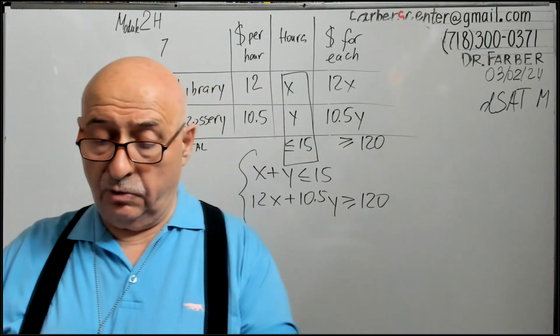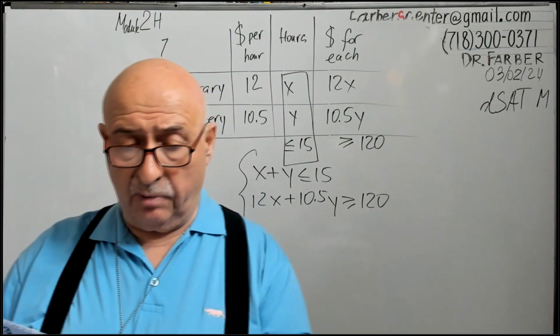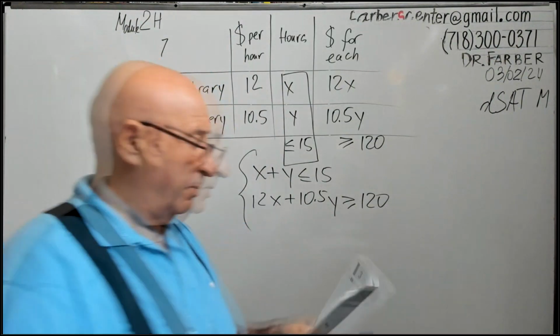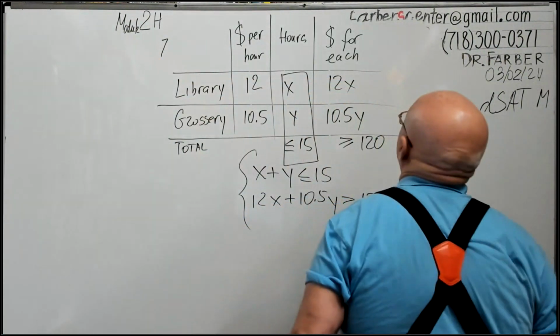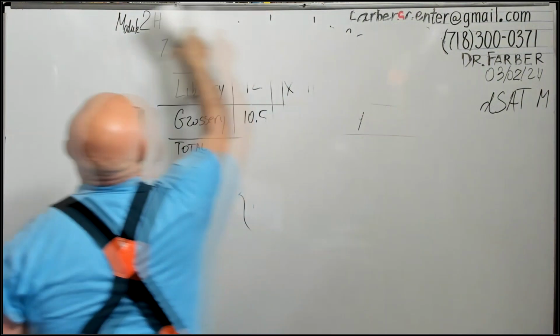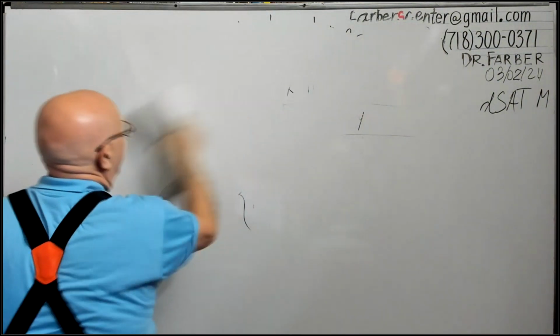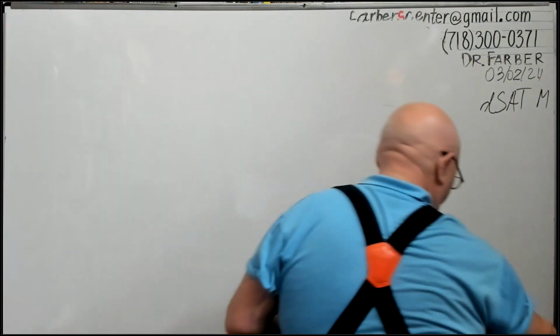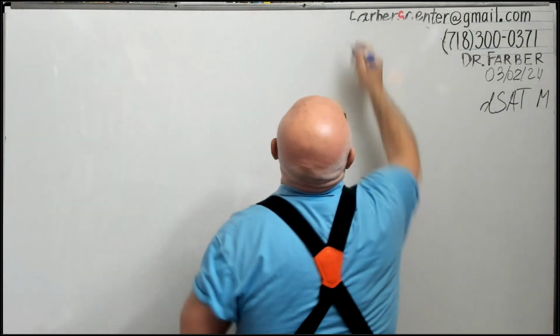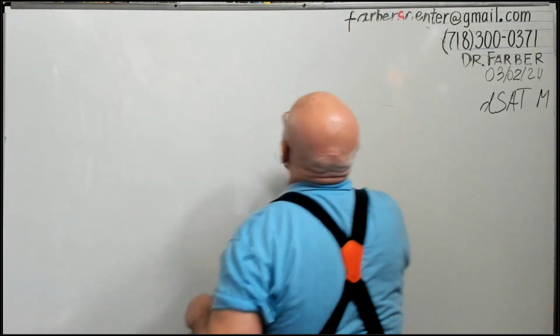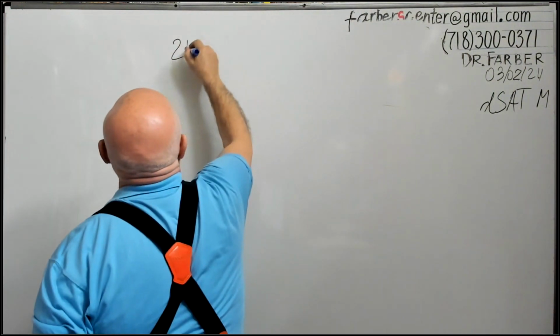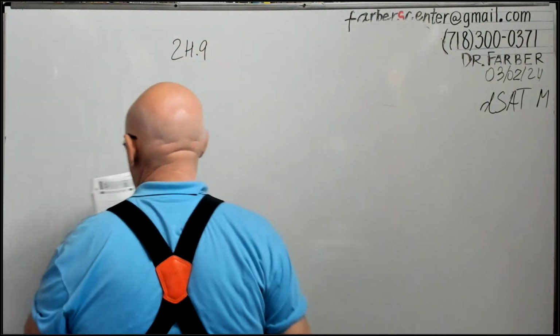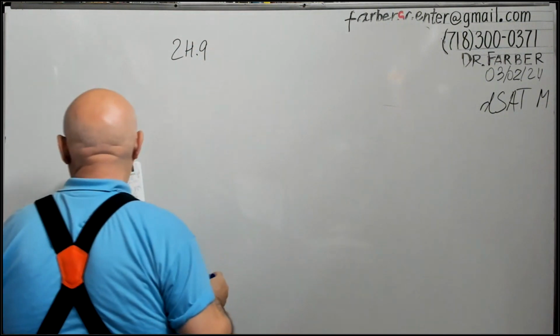So many students ask about number 9. What is number 9? Number 9 is an equation. 2H9. I erase everything here. 2H9. You have 2x plus 12.